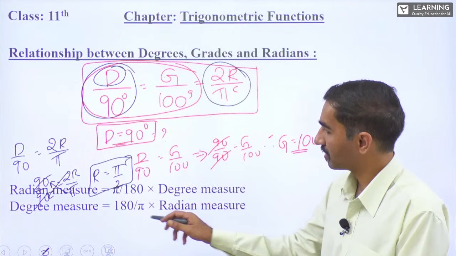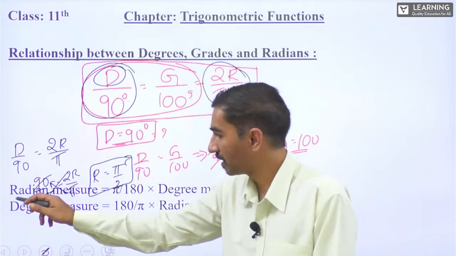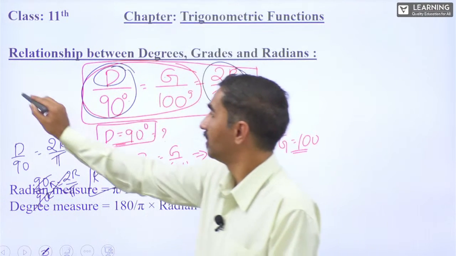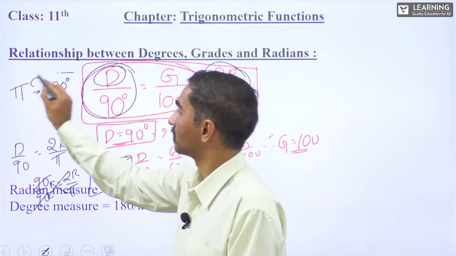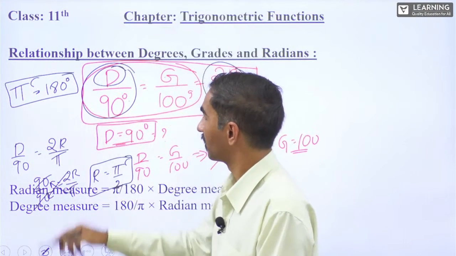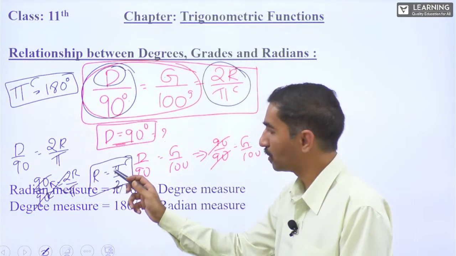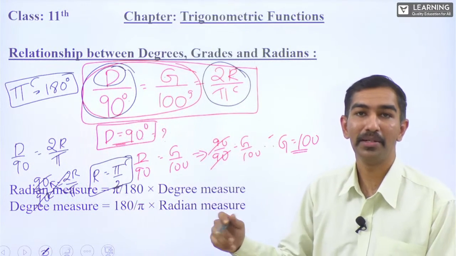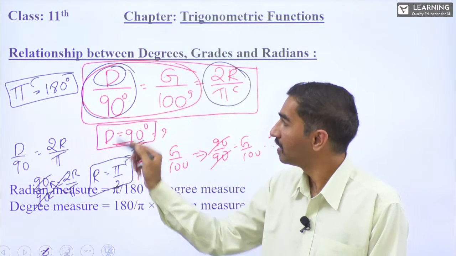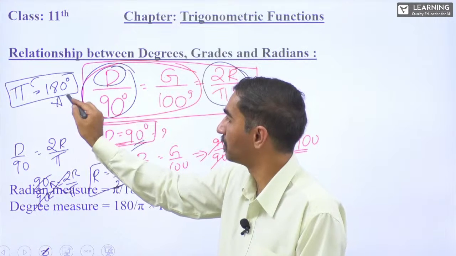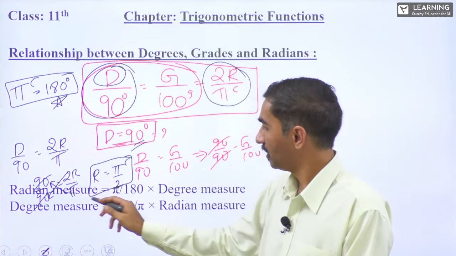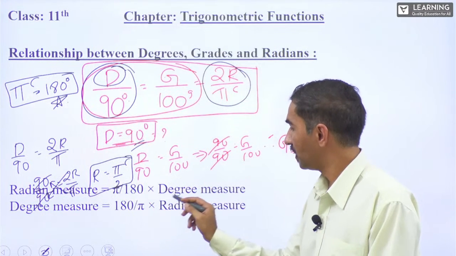So radian measure. How do we measure radian again? One more point to be noted here: pi radians is equal to 180 degrees. Just remember this. How? Pi by 2 radians is equal to 90 degrees, right? Then pi radians will be equal to 180 degrees. So this is the point to be remembered. Okay, so radian measure is pi by 180 into degree measure.